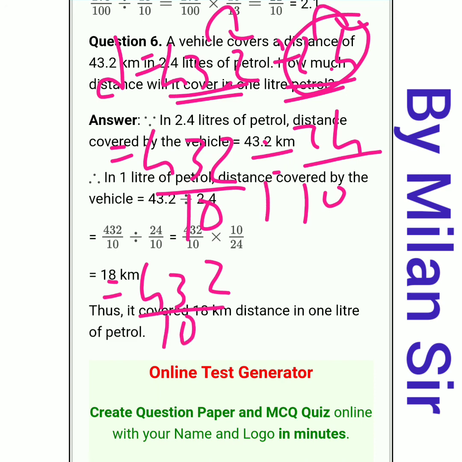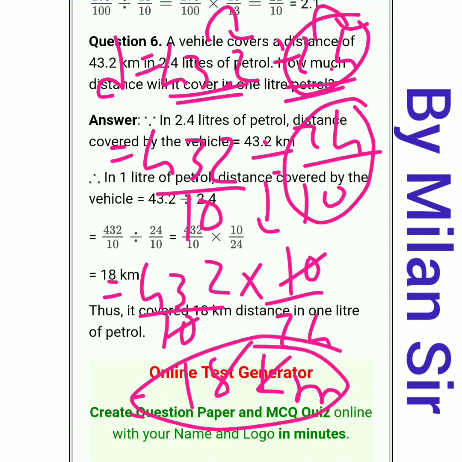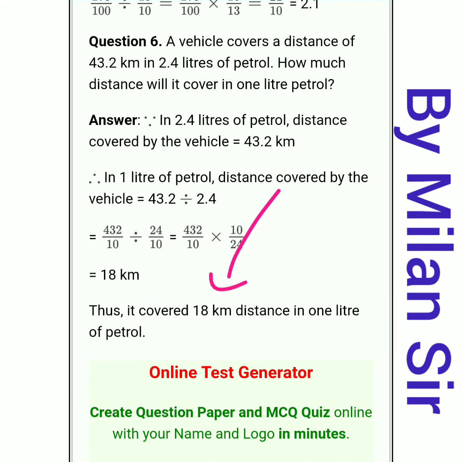We can convert this division into multiplication. For that we take the reciprocal of this number, so it is 10 by 24, 10 and 10 cut, and 432 divided by 24 is 18. So 18 kilometers, this is our final answer. So at last we need to write this: it covered 18 kilometer distance in 1 liter of petrol.